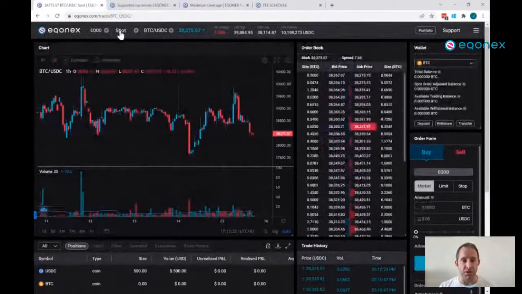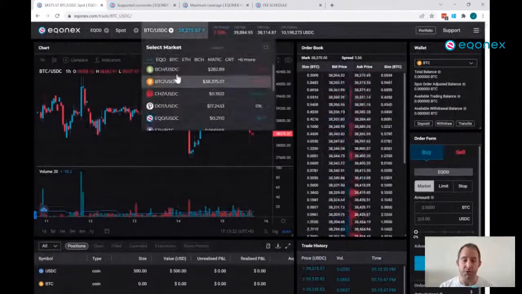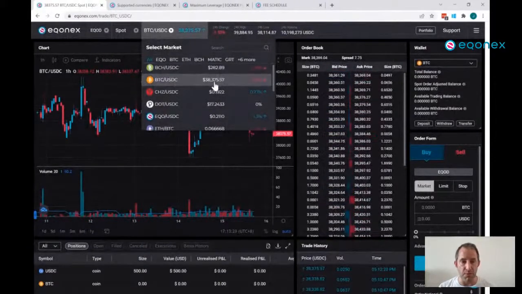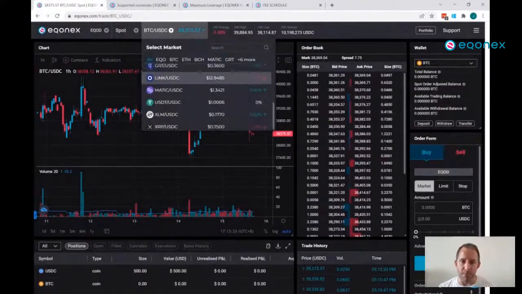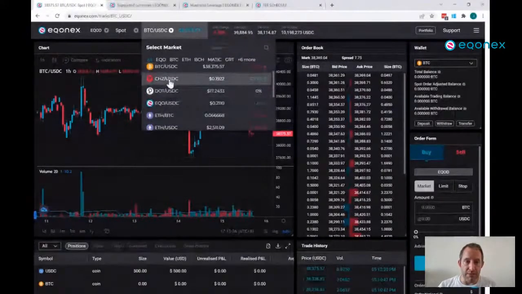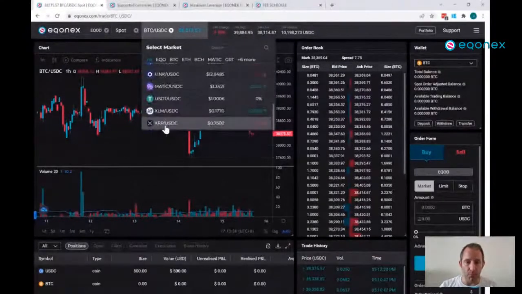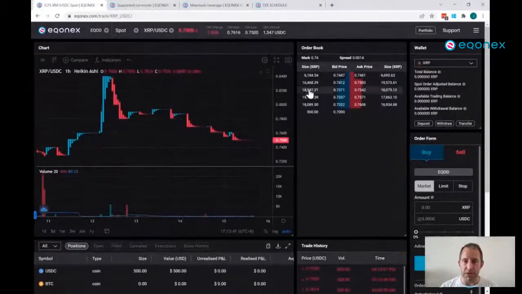But back to buying. So I've gone to spot, and again, I can choose any of these cryptocurrencies to buy. So we can see Bitcoin Cash is trading about $282. Bitcoin is at $38,000 at the moment. Chiliz is at $0.19, and so on. So let's say, choosing one at random, let's say I wanted to buy some Ripple. I click down on Ripple, and you can see that's trading at about 74 cents at the moment.